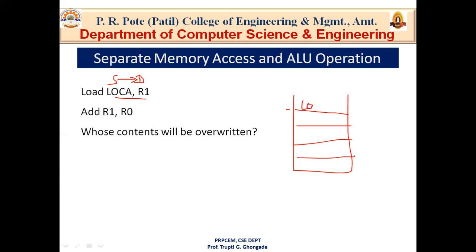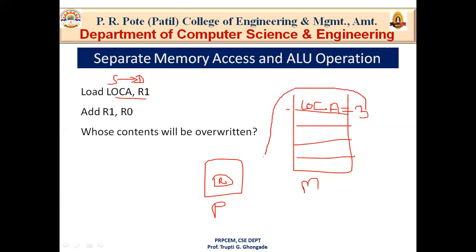Here is your location A. This is your processor. In this processor, there is an R1 register, and this is memory. So we have to load the data stored at location A and transfer it to R1. Now the contents of R1 are 3, because we are transferring this 3 to the register R1. And the second instruction adds the contents of registers R1 and R0.